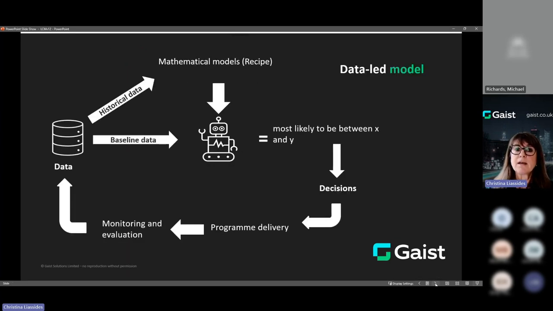But for data-led models, you have to let the data help the model in ways that respond to any new information and respond to specific circumstances. Now, that's not to say that the model gets changed every time a different authority uses it, not at all. But what it does mean is continually looking at historical data and how that can update and improve the mathematical model, as well as the baseline data, such as condition data.